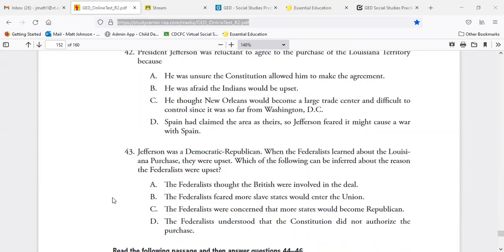So 43, Nautica. Let's give this one a try. Jefferson was a Democratic Republican. When the Federalists learned about the Louisiana Purchase, they were upset. Which of the following can be inferred about the reason the Federalists were upset? A, the Federalists thought the British were involved in the deal. B, the Federalists feared more slave states would enter the Union. C, the Federalists were concerned that more states would become Republican. Or D, the Federalists understood that the Constitution did not authorize the purchase.